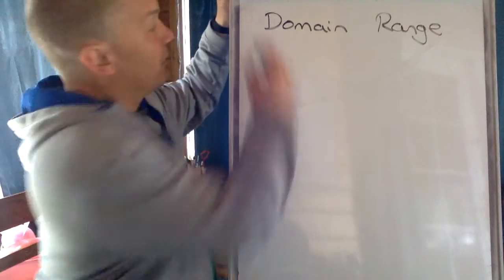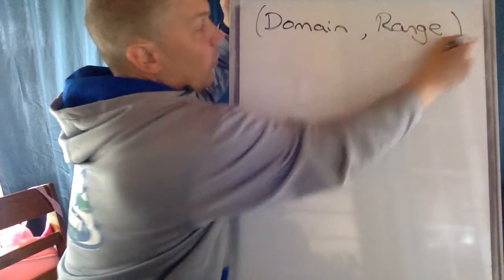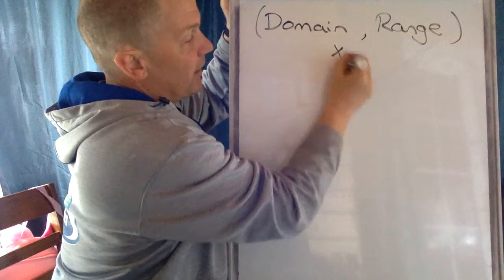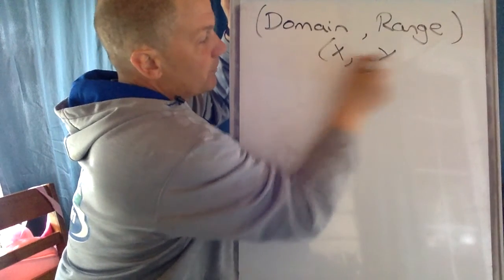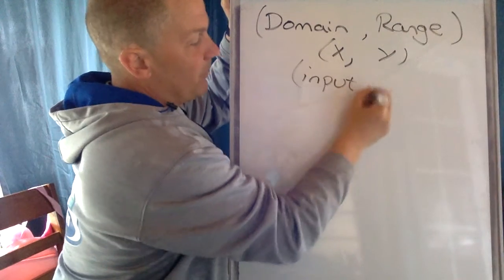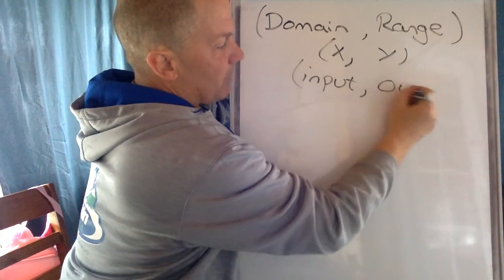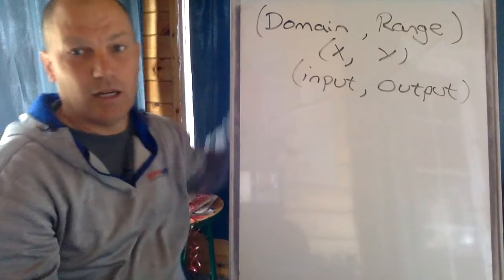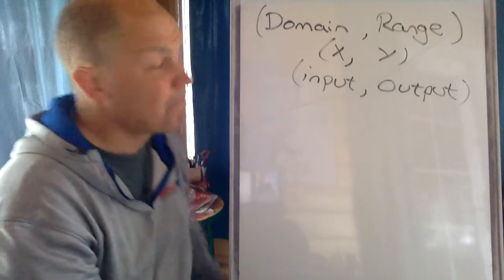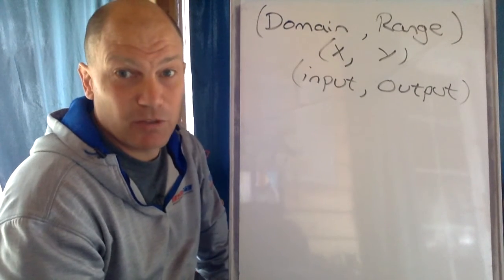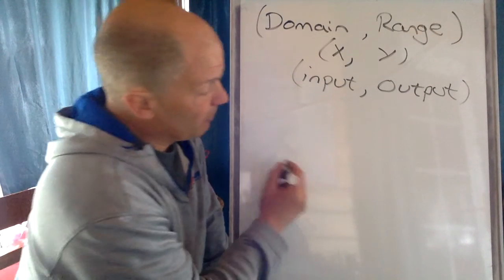So anyway, domain and range really is just the XY coordinate. Domain's the input, range is the output. So if we think about it in alphabetical order, X comes before Y, input comes before output. So it all lines up like that. What you're going to need to be able to do this week is look at a graph.